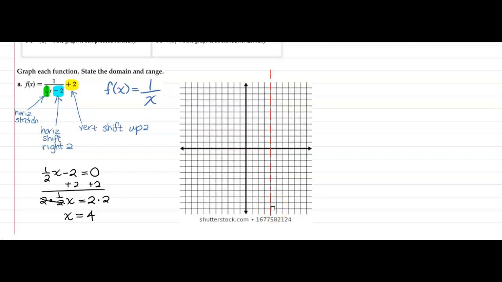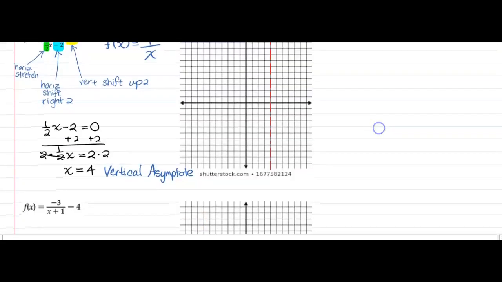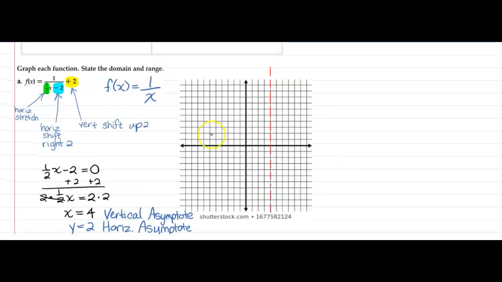All right, our horizontal asymptote, you guessed it, is going to be y equals 2. So y equals 2 is the horizontal asymptote. So again, we're going to put a dotted line when y equals 2. That's going to help define the shape of our function.